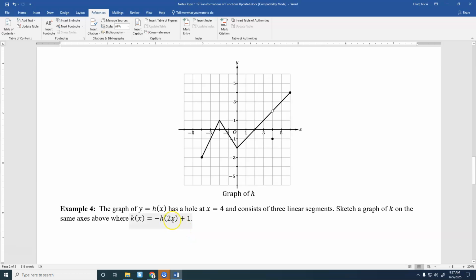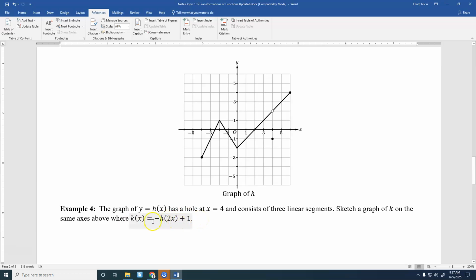It's a little bit more difficult whenever we have to do a transformation that involves a dilation. So let's look at one of those. They give us this graph here. It consists of just lines, but it does have a hole at x equals 4. And we are supposed to sketch the graph of k on the same axes, but k is going to be negative h of 2x plus 1.